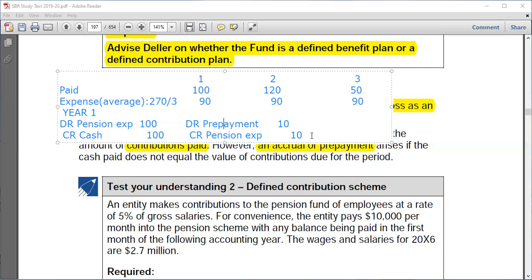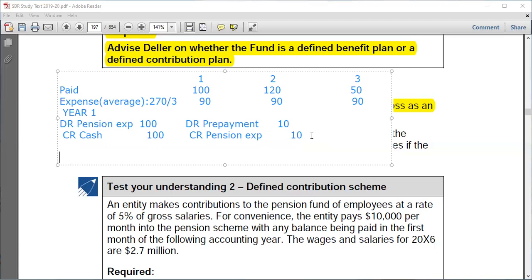Okay, then let's go to the second year. For the second year, let's presume that this 120 had already been paid. So I would say debit 120 and then credit 120 cash. Then I'll just go directly and make an adjustment for this. I had only incurred 90, but I actually paid 120.